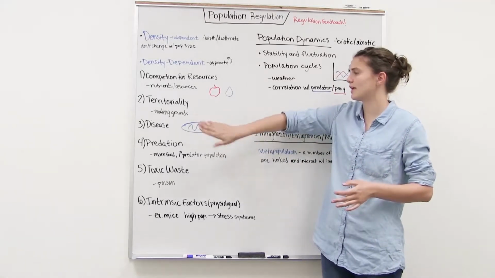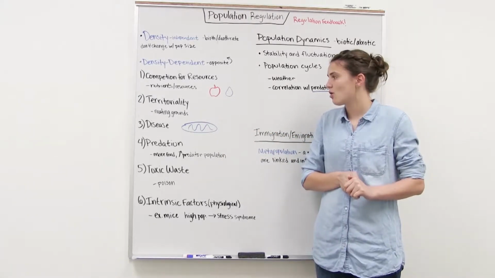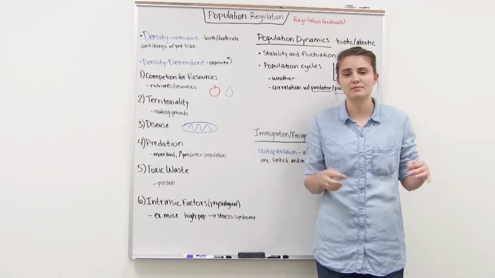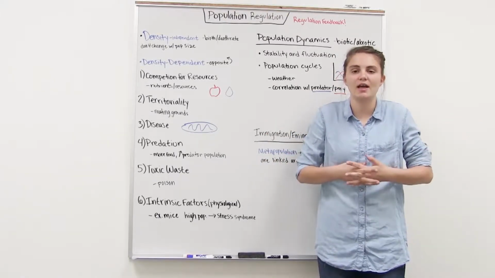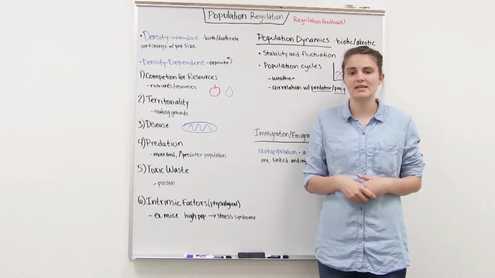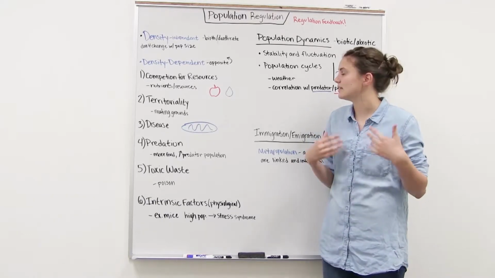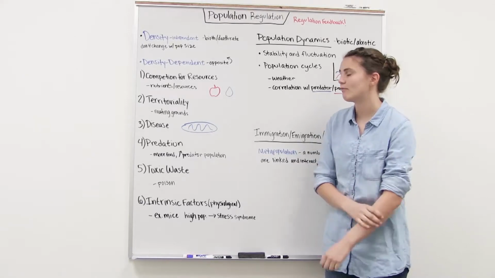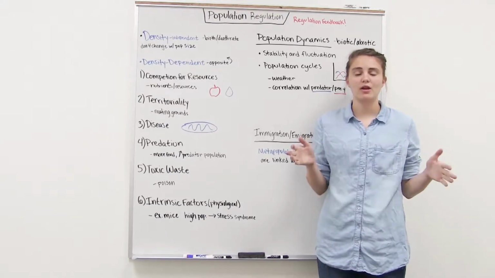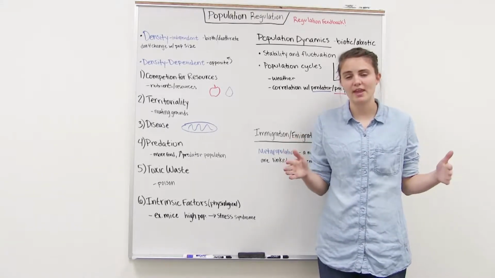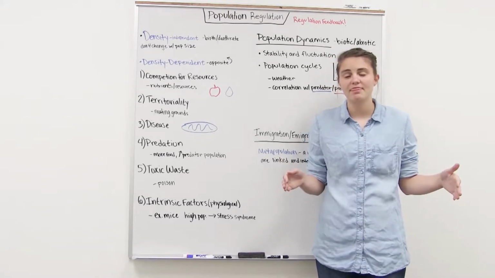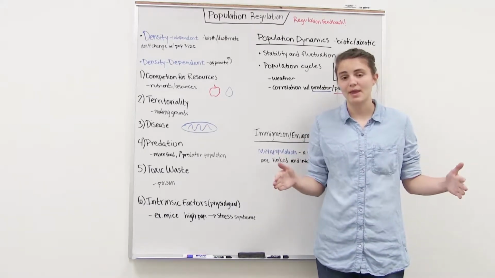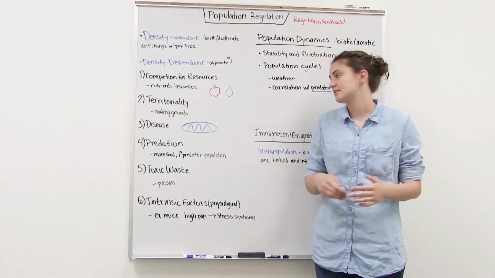The next one is territoriality. This occurs when different organisms need their own kind of space to have the resources and the abilities that they need. If we have too many organisms in a population and we only have a certain location where that population can live, then we're going to run out of space for them to have their own territory.